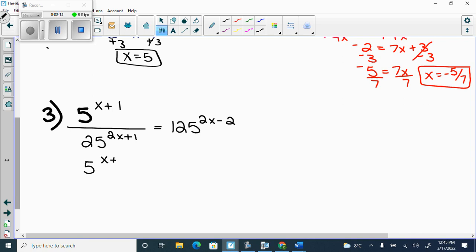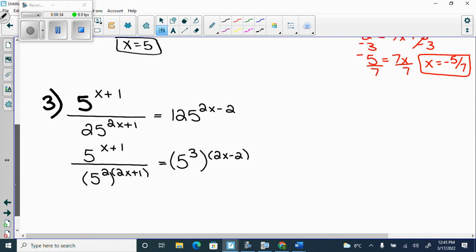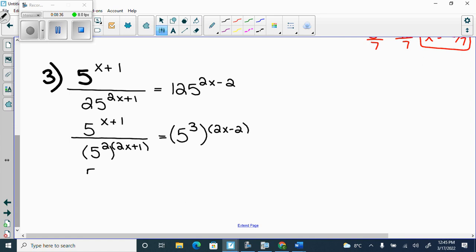So we're going to get 5 to the x plus 1 over, what's 25? 5 to the 2, 2x plus 1. 125 is 5 to the 3. Then I have to distribute. So I'm going to get 5 to the x plus 1 over 5 to the 4x plus 2 equals 5 to the 6x minus 6.